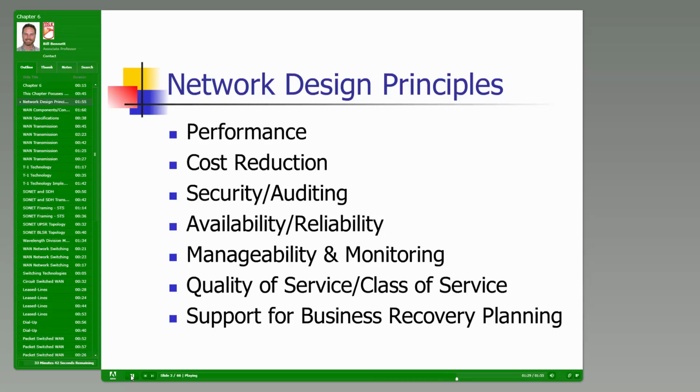Manageability and monitoring, the ability to increase bandwidth, say dynamically if need be. Also being able to monitor the traffic to see when we're reaching our bandwidth capacity, or are we utilizing even 50% of what we're paying for. Quality of service can be an issue, especially when we're doing video conferencing and things of that nature. And support for business recovery planning.